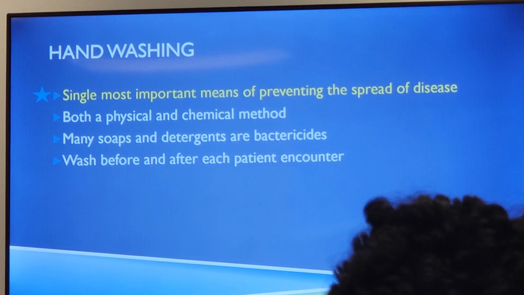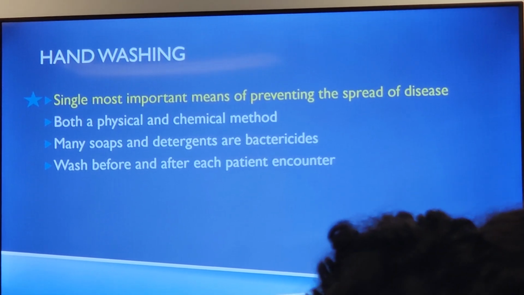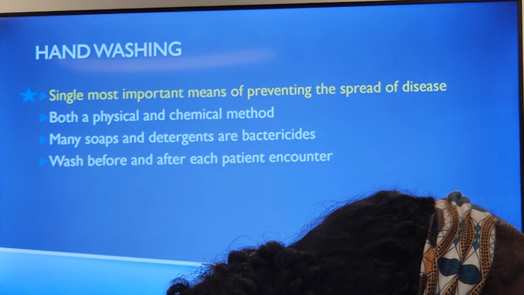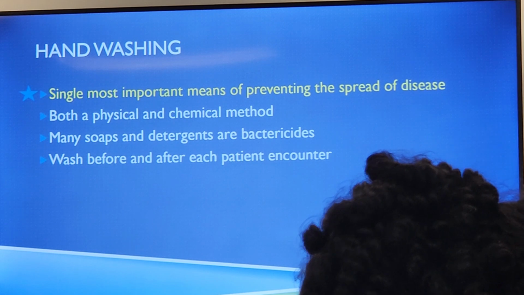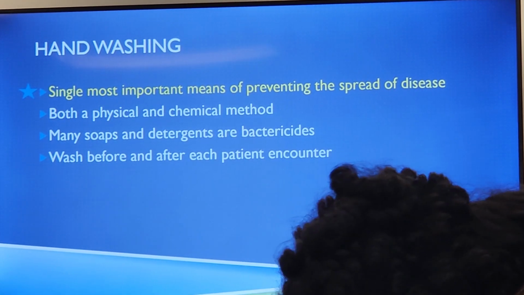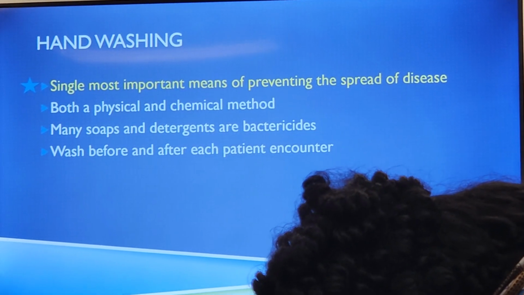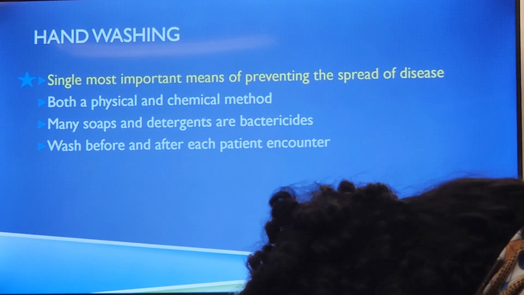Once again, guys, I hope we know that by now. Big star on it. What's the most important means of preventing disease, no matter what fancy answer they give you? Always hand washing. Keep in mind, hand washing is physical and chemical. It's physical in the actual action. It's chemical by the what? Soap, the breakdown of the cell. Soap is a chemical reaction to cause medical asepsis and clean ourselves. Many soaps have bactericides, and wash before and after each patient encounter.